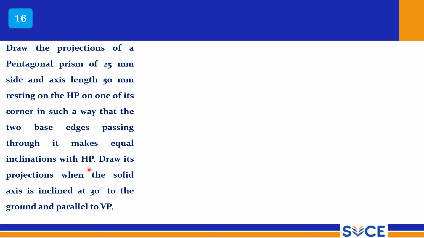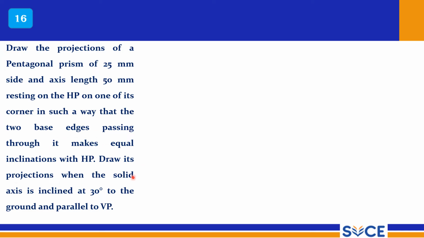Those two edges are making equal inclination. So there it is very simple. On the right hand side you mark the corner and two edges, right? It is a pentagonal prism, so two edges can be drawn here. You just concentrate on the corner, and from where you draw the two edges, and then complete the pentagon. So that way you can orient this. Two base edges passing through it make equal inclination with HP.